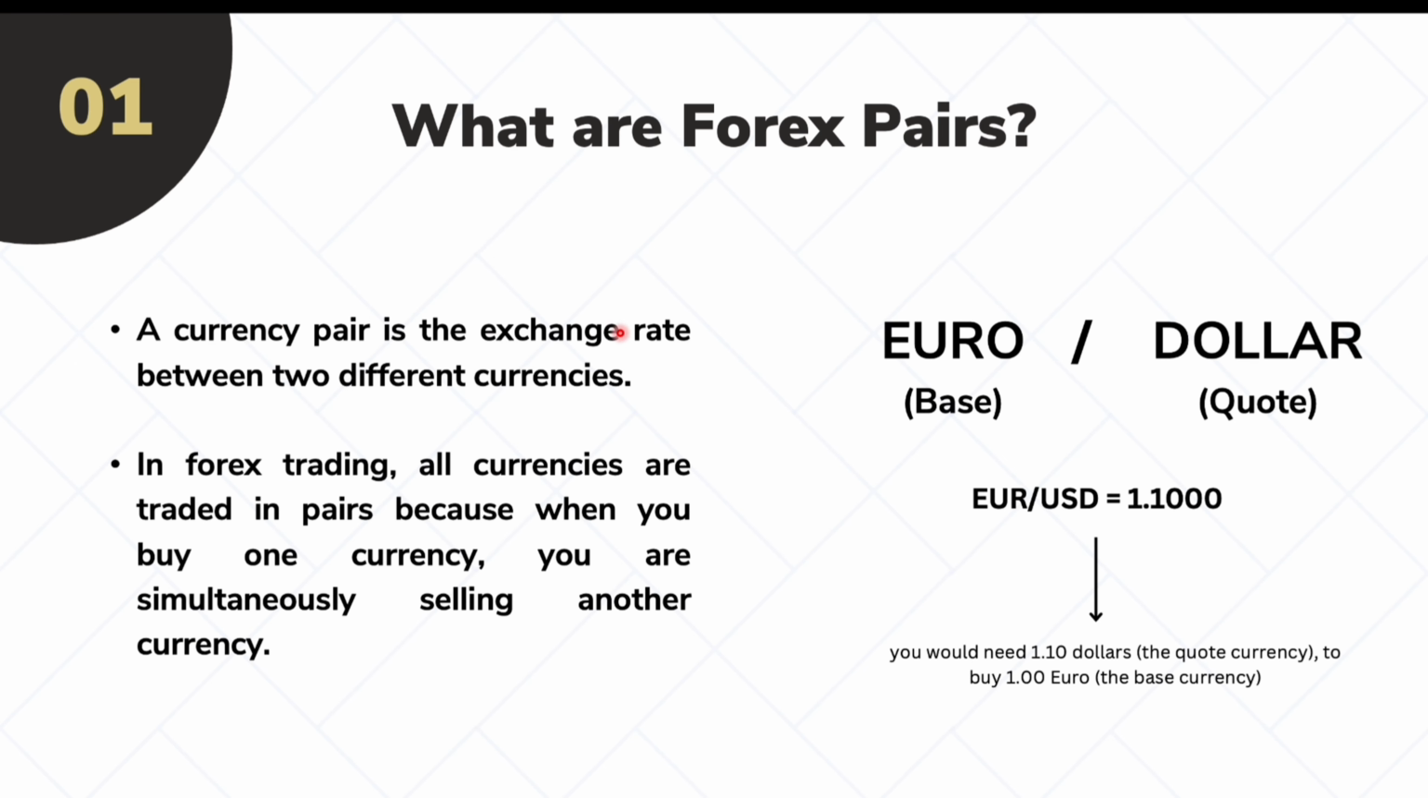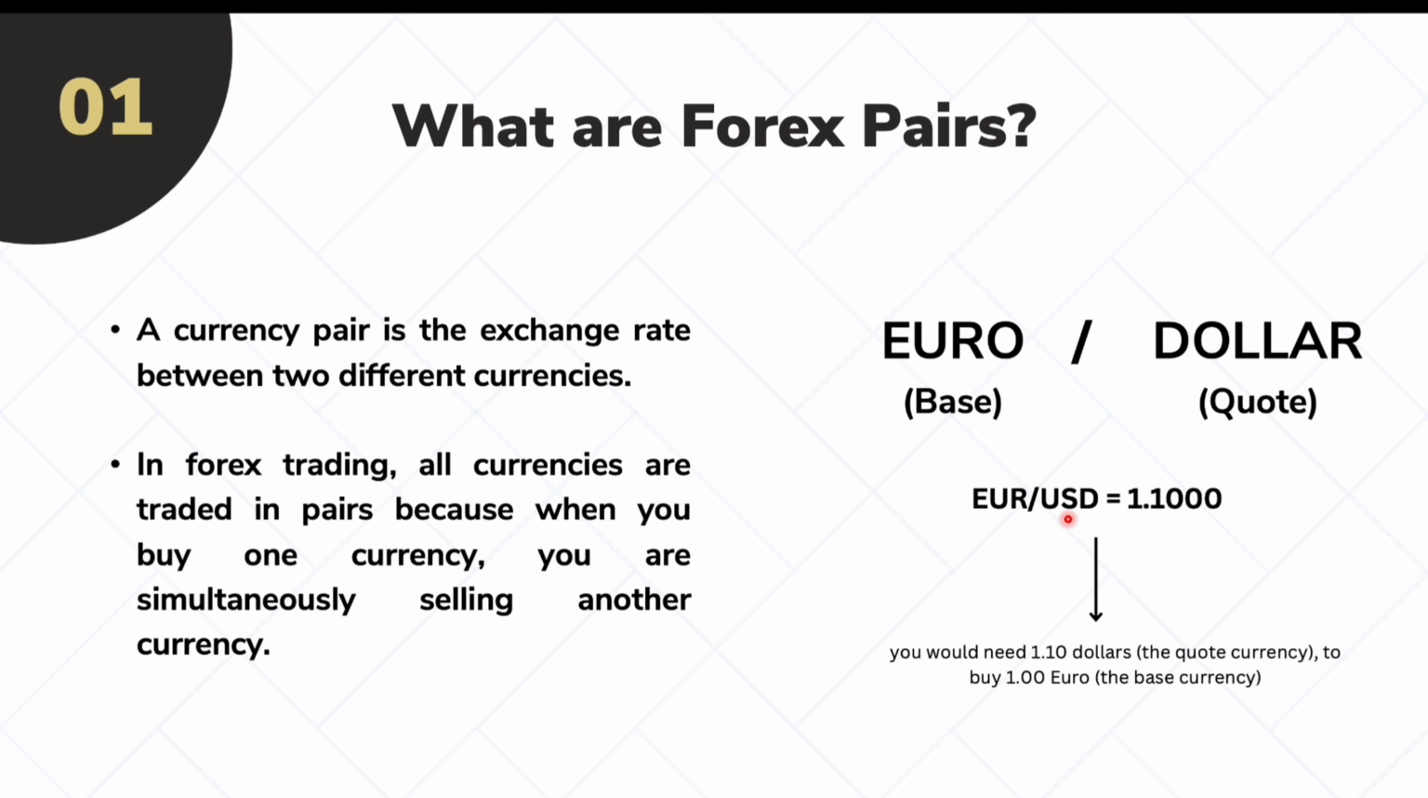A Forex pair is the exchange rate between 2 different currencies. In Forex trading, all currencies are traded in pairs because when you buy one currency, you are simultaneously selling another currency. In this example on the right, let's say you're trading the euro dollar, so the euro against the dollar. The first one, the euro, we are buying, and simultaneously we're going to sell the dollar. We call the first currency in the pair the base currency, and the second one in line, we call the quote currency.